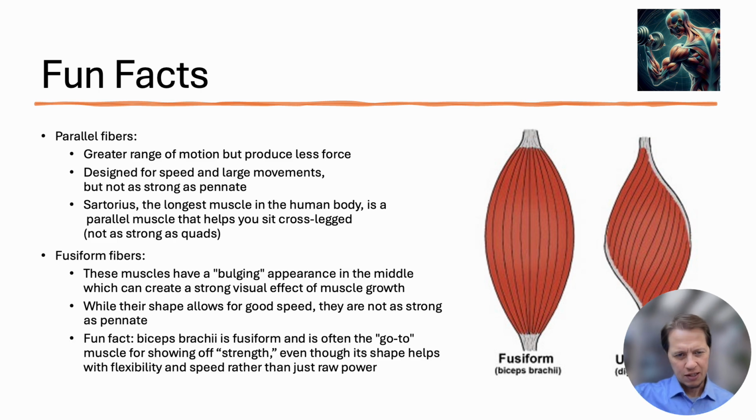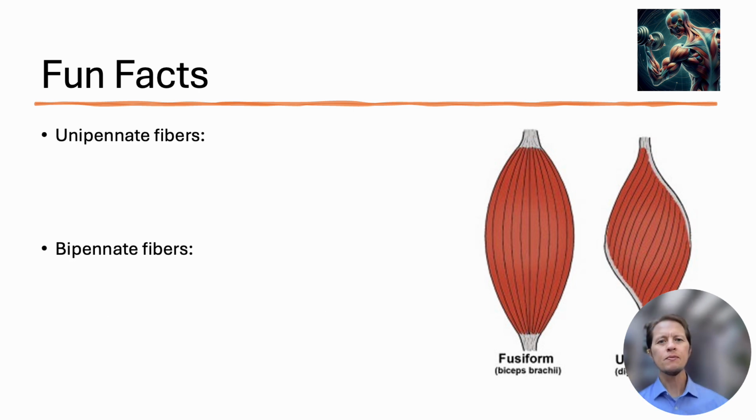Biceps, obviously, like I said, is the one that we show off as our quote-unquote strength, but it actually is not as strong as pennate. When you show off your biceps, you're not showing off your true strength compared to showing off your multipennate muscles, which would be a deltoid. All right, difference between unipennate and bipennate.